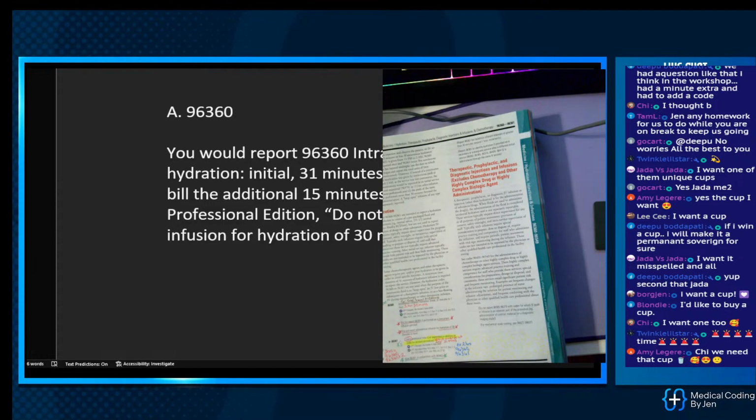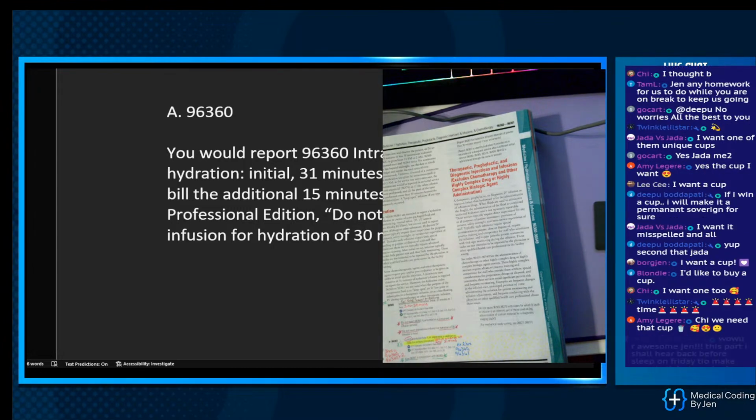And Twinkle's thinking about making us some t-shirts with our logo on it. So that's exciting. Maybe. We'll see. We'll figure that out. But for Saturday, my goodness.